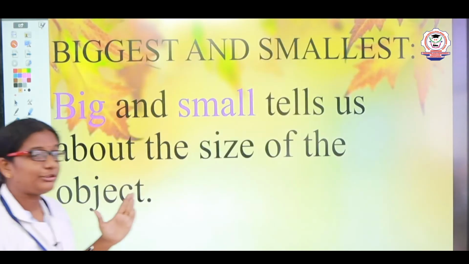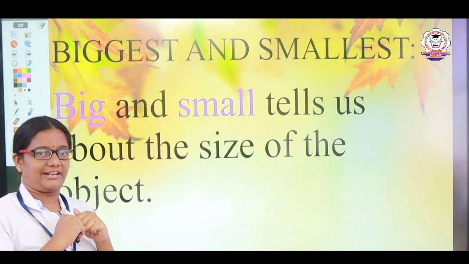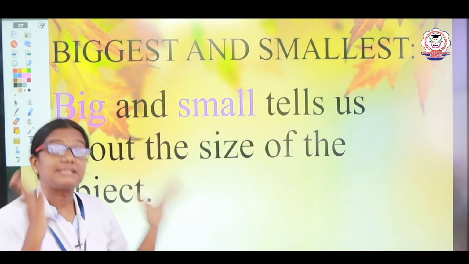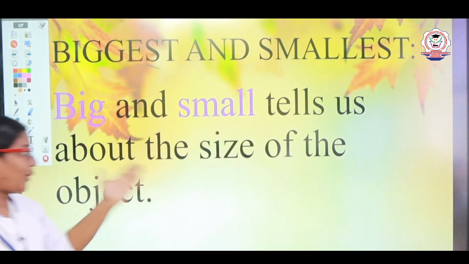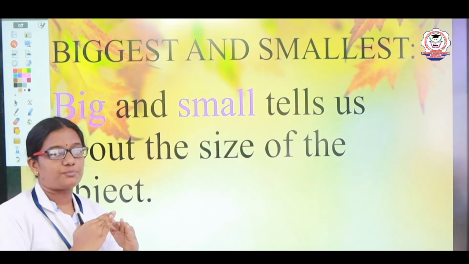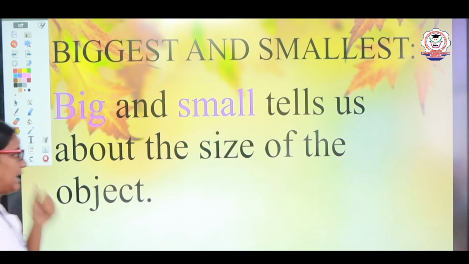Then we are going to learn about big and small. What is big and small, children? It tells the size of an object. So big and small tell us about the size of an object. It says whether the object is a bigger or smaller one. Shall we see some examples for this, children?